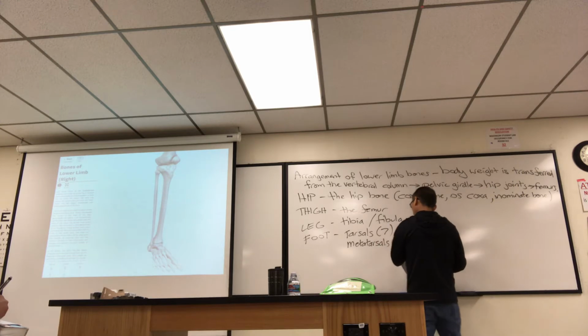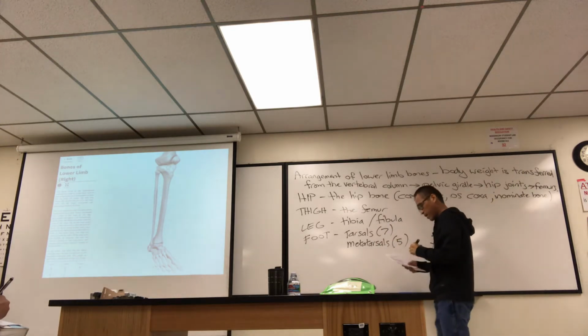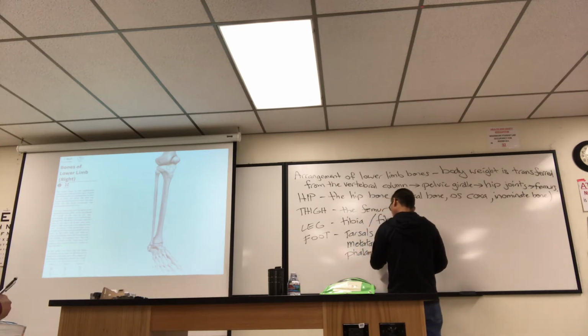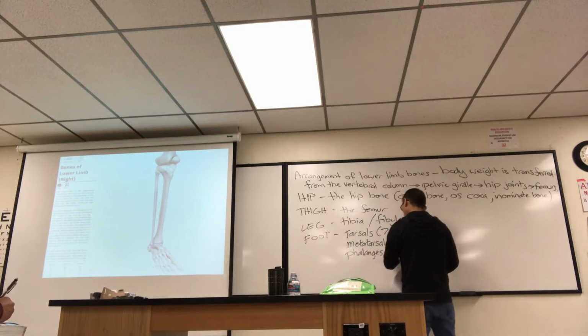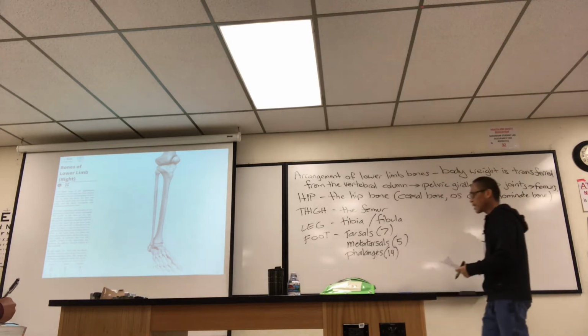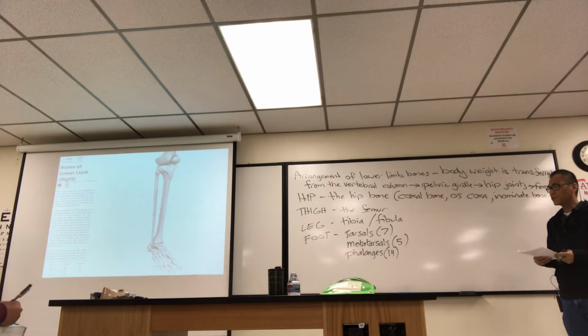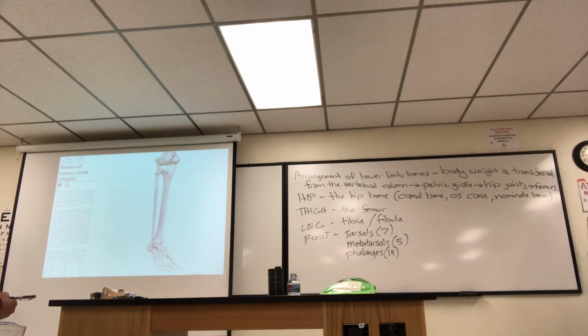You have five metatarsals that connect to five toes or digits. So you have 14 phalanges, just like you had 14 phalanges in the digits of your fingers. Fingers and toes are both called digits. Okay. So that's the basic arrangement of the lower limb.